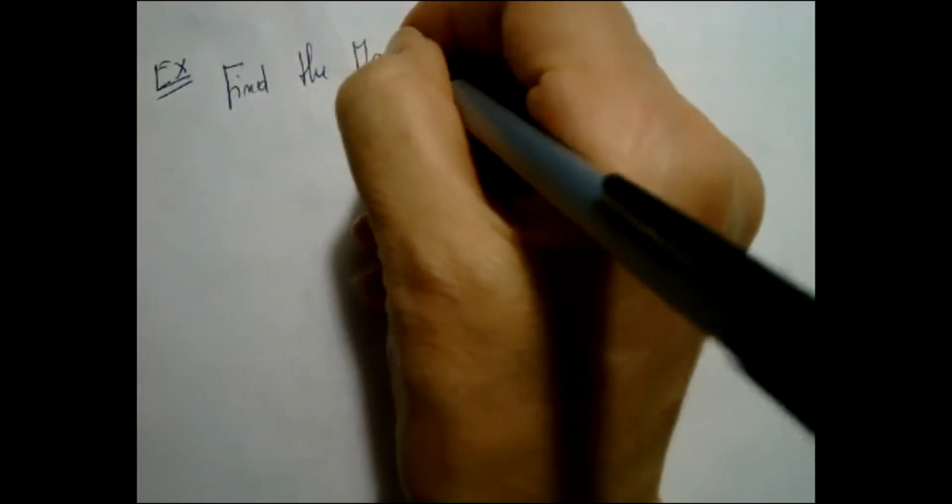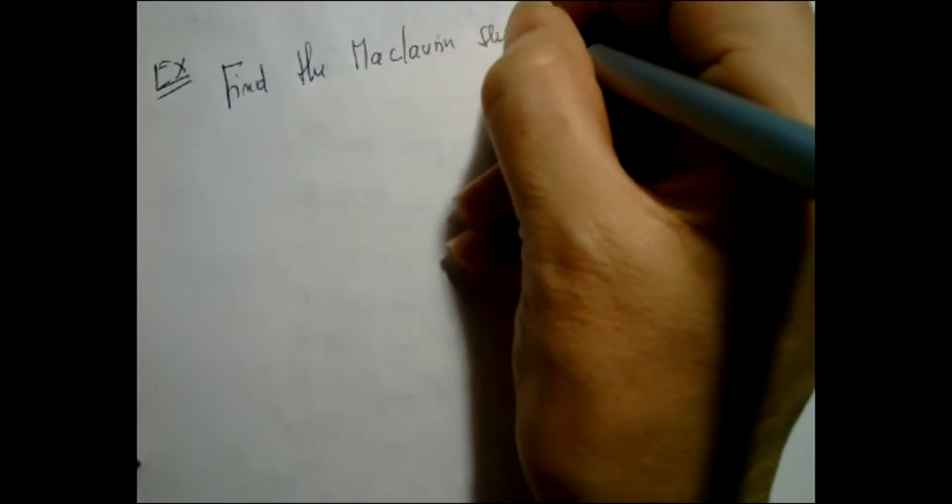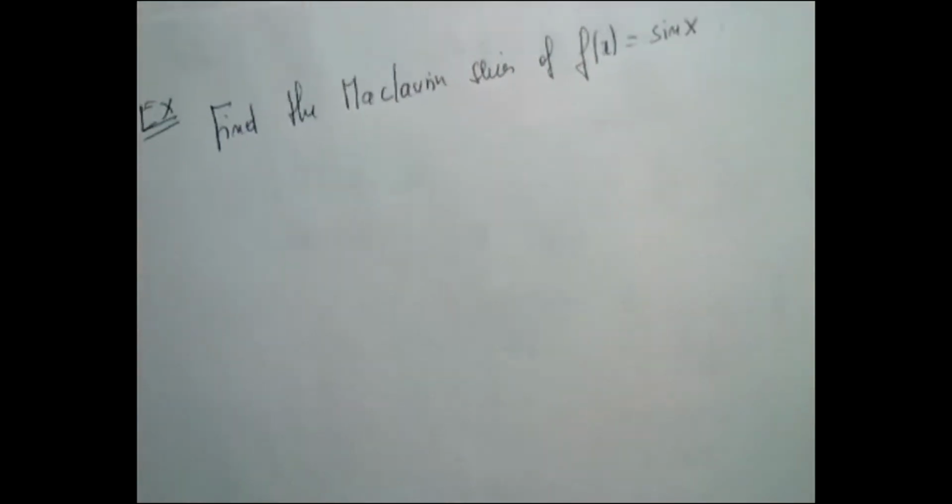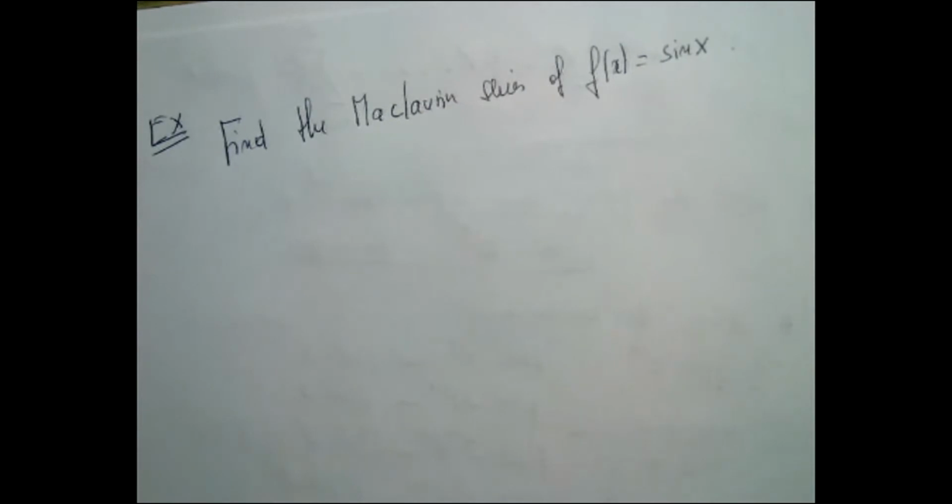Now we're going to do other functions. And please, if I'm going fast, let me know. So now we're going to do example number 2. Again, find, I'm still working with Maclaurin because those are the most basic series you'll ever encounter. Find the Maclaurin series of f of x equals sine x.